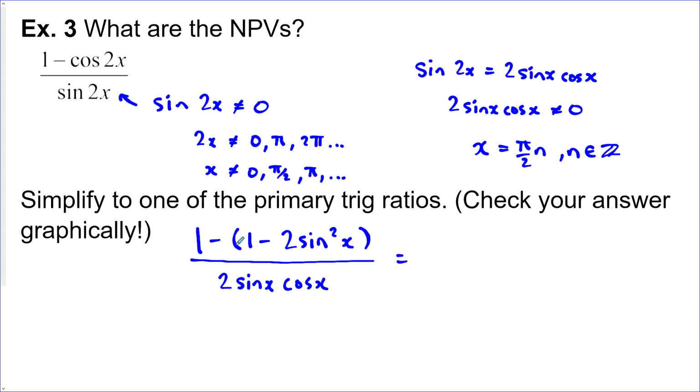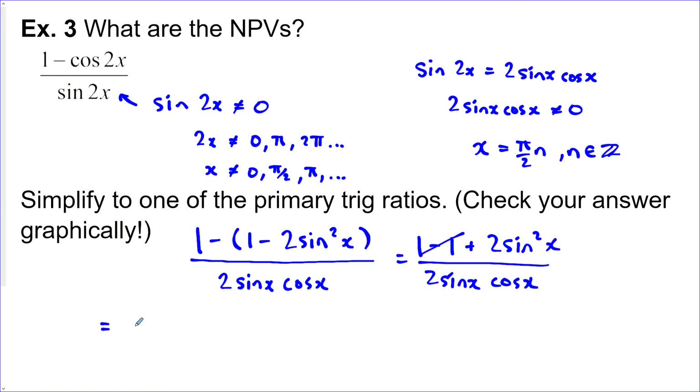Now we can multiply in the negative here, so 1 minus 1 plus 2 sine squared x, and the denominator will patiently wait. And then 1 minus 1 will cancel. Get 2 sine squared x over 2 sine x cos x. The 2's will cancel, and one of the sines will cancel, numerator and denominator, and I'm just left with sine x over cos x, which is tan x. Mission accomplished. We simplified to one of the primary trig ratios.